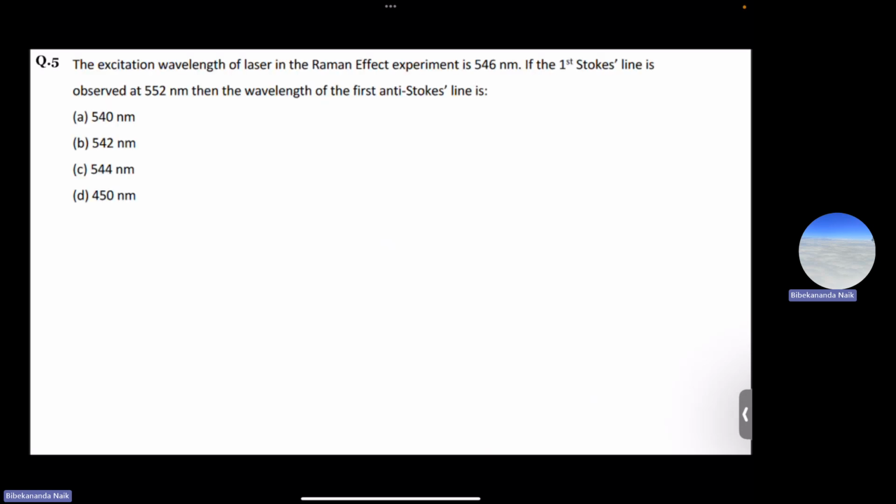If the fast Stokes line is observed at 552 nanometer, then the wavelength of the fast anti-Stokes line is, options are option A 540 nanometer, option B 542 nanometer, option C 544 nanometer, or option D 450 nanometer. So I will give you a few minutes to think about this question, how we will get the correct answer, and then we will discuss.